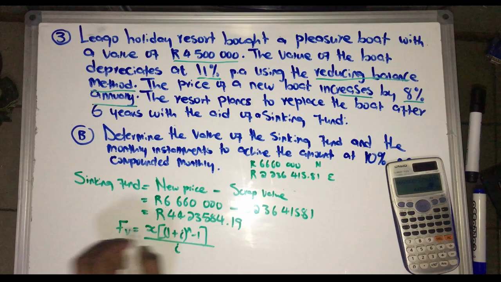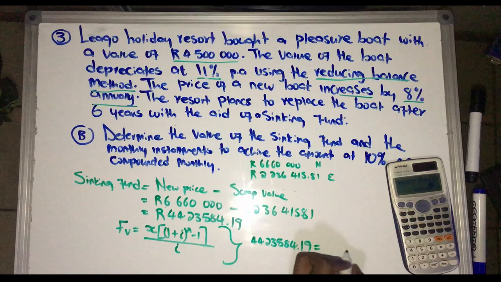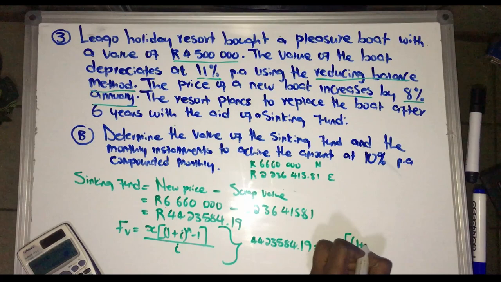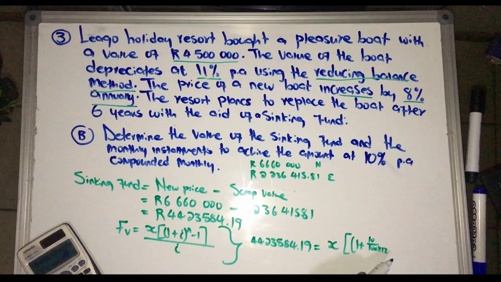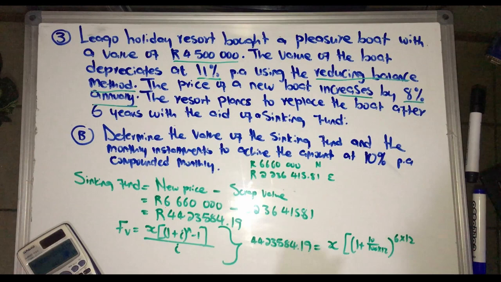Our future value is 4,423,584, which is our sinking fund. So it will be our x value, and then substitute. Our interest rate is 10%, so 10 over 100 divided by 12. I'm sure now we understand where the 12 is coming from: from the fact that it compounds monthly. And then the n, which is 6 years times 12; I convert the 6 years to number of months because the compounding is monthly. All right, minus 1 all over i, which is still 10 over 100 divided by 12.